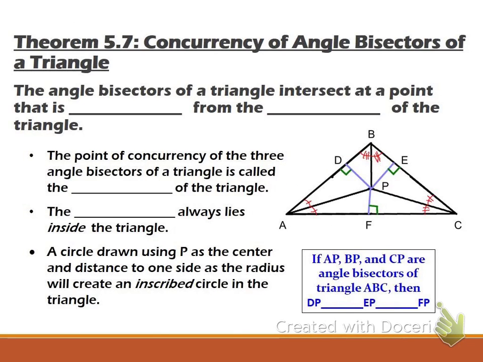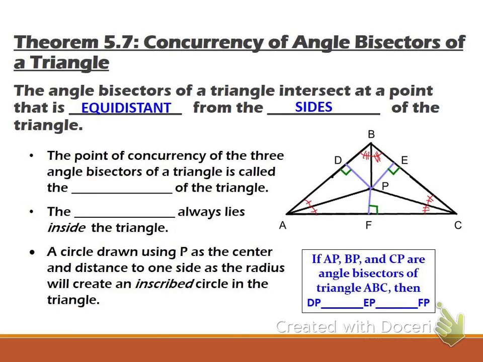Now, some more of what we know about angle bisectors. There's a theorem that talks about the concurrency of an angle bisector. The theorem basically says that if you construct angle bisectors of a triangle, they're going to intersect at a point, and they're going to intersect at a point that is equidistant from the sides. Okay? Well, that makes sense. If you actually go through and look at this, that makes sense.